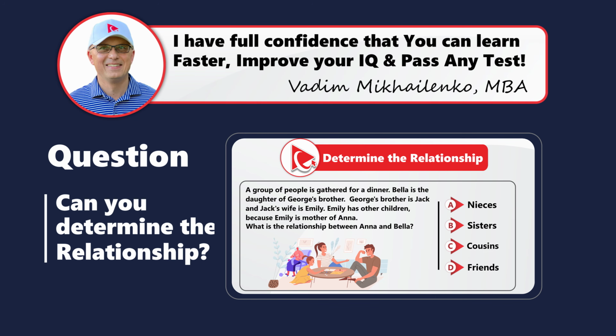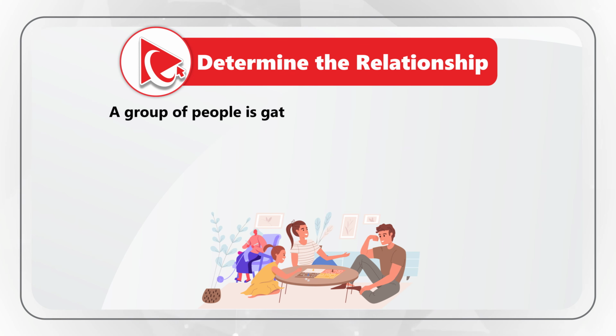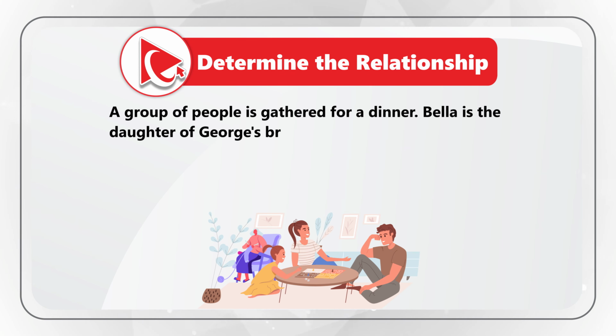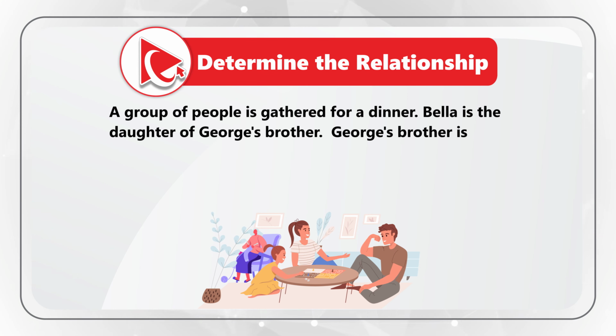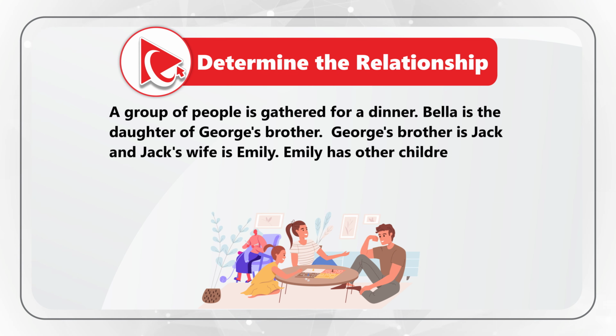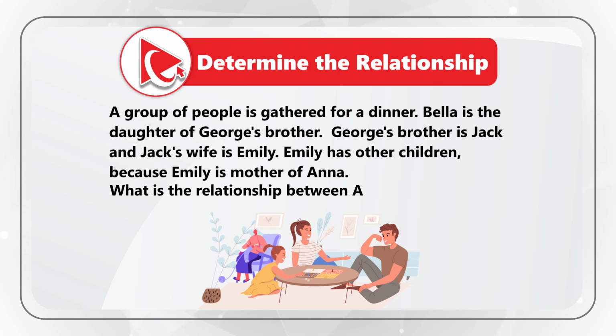Here is the family relationship question, which tests your memory and analytical skills. A group of people is gathered for a dinner. Bella is a daughter of George's brother. George's brother is Jack, and Jack's wife is Emily. Emily has other children because Emily is also a mother of Anna. What is the relationship between Anna and Bella?